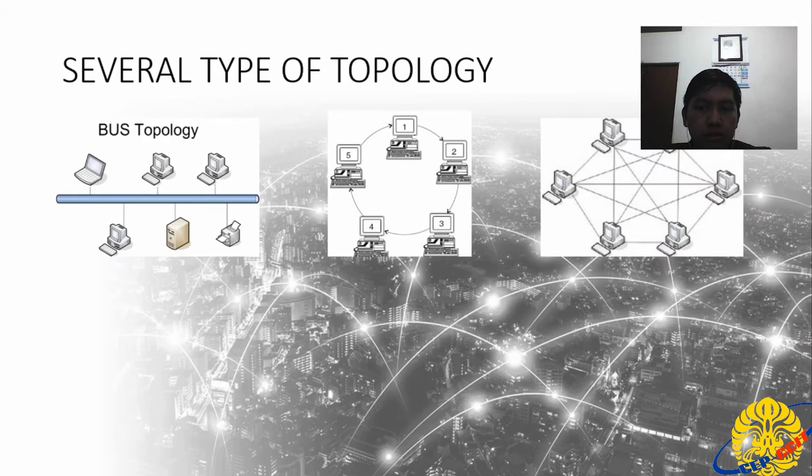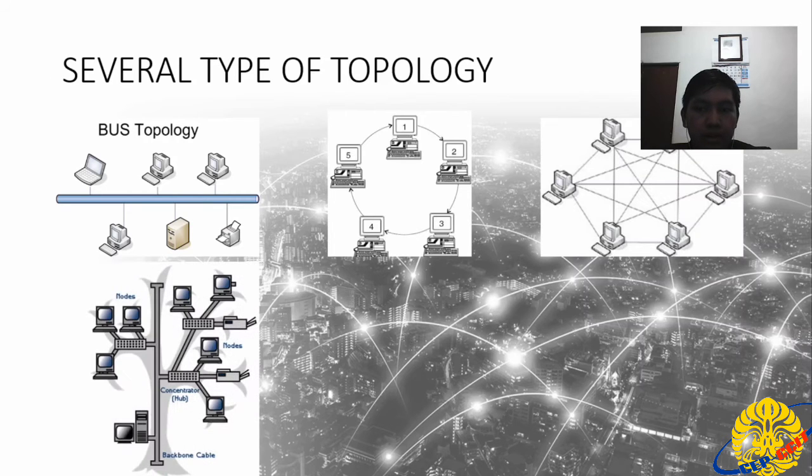This is mesh topology. Mesh topology is where each node in a network may act as an independent router. The fourth is tree topology. Tree topology is a special type of structure in which many connected elements are arranged like the branches of a tree.